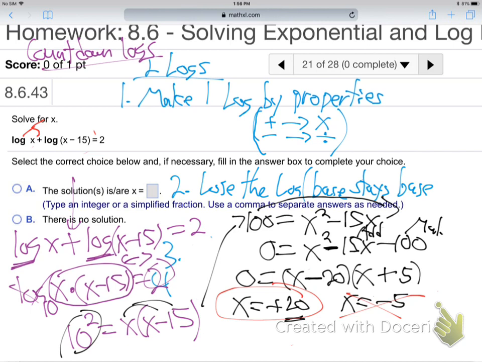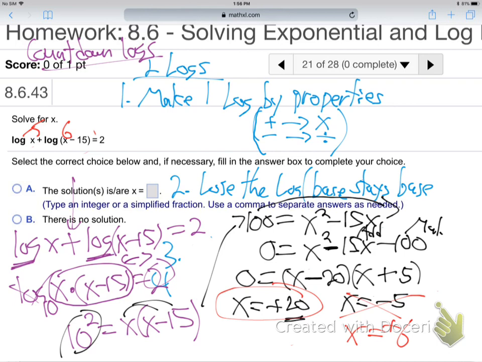Now, careful, don't mishear what I'm saying. I did not say every time you get a negative answer, throw it away. That's not what I said. For example, if I got x is positive 6, I would actually throw that one away also. Why would I throw away positive 6? Because if you put positive 6 in right there, what's 6 minus 15? I don't know, but it's something negative. Remember? So it's not that the number itself can't be negative. It's when you plug it in, it can't make the inside of any log negative or 0. If it does, it's out.